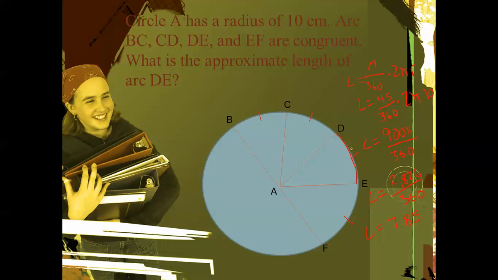Again, that's an approximation because we used 3.14 for pi. So it's approximately 7.85 centimeters. When you're expressing length, you always use whatever unit is given to you. Here they gave us centimeters, so that would be the unit we use: 7.85 centimeters.